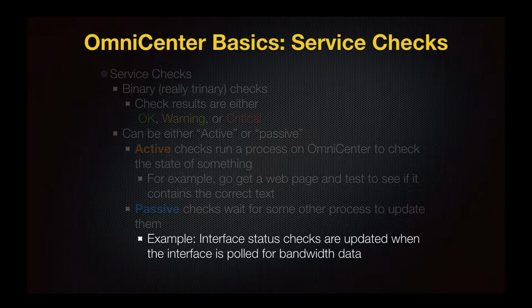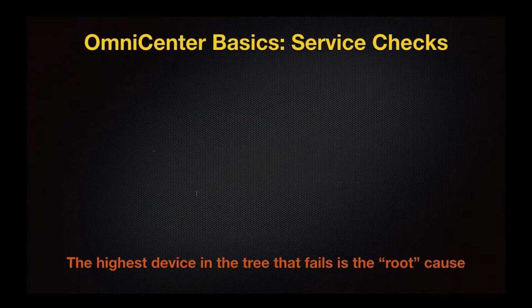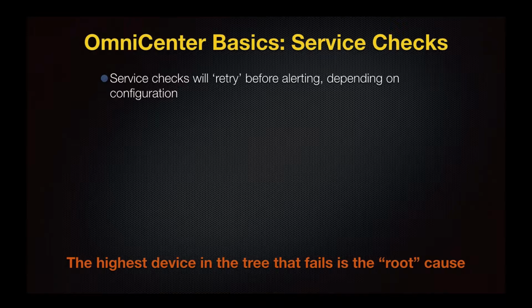So if we go to pull the device and one of those interfaces is administratively up but operationally down, the interface status check can be changed to a critical by that process. It doesn't require OmniCenter to launch a new process to do that. Now, with the service checks, they are also subject to something called parenting and retries. So the retries are basically built based on how you've configured them to retry.